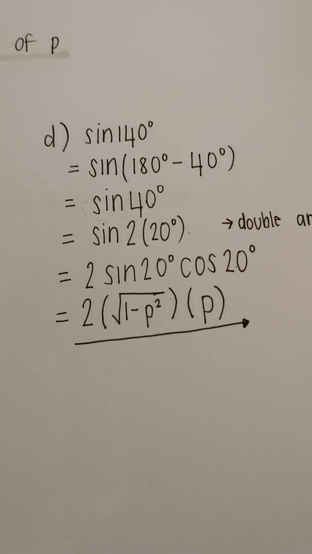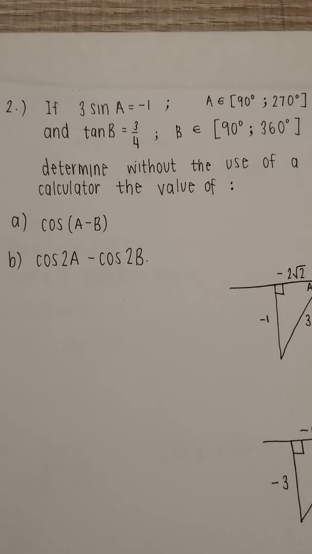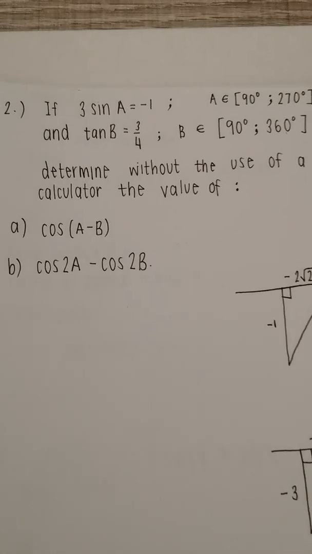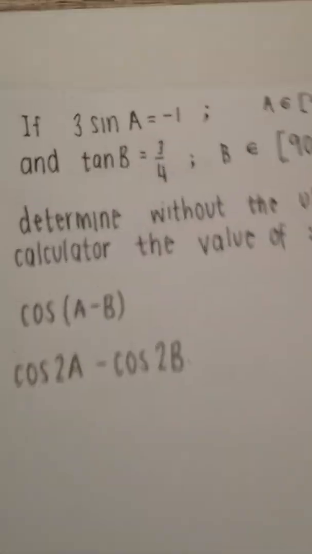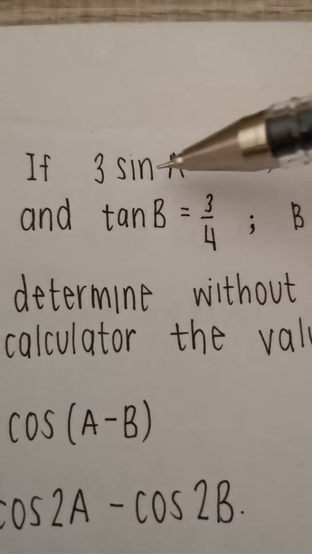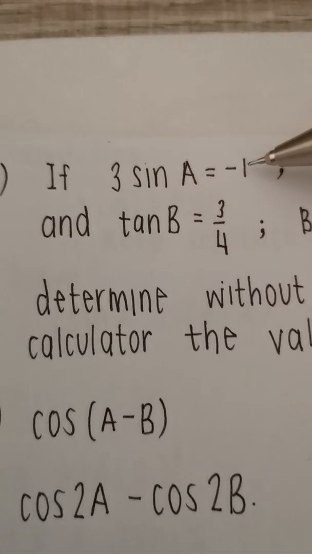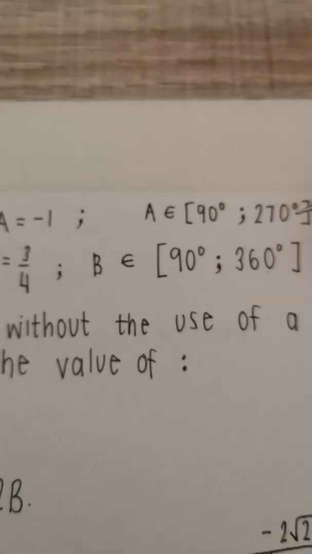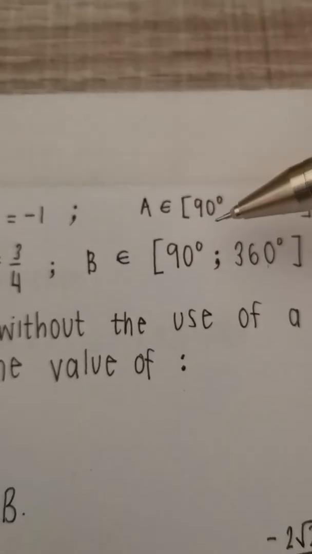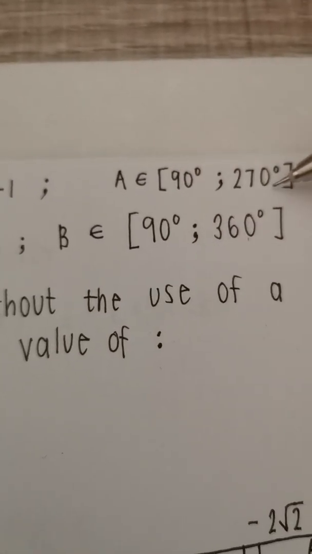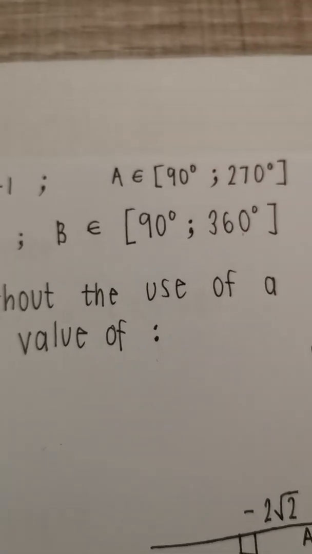Okay, let's pause so we can do another example. Alright, something slightly more complex in the way that it's written, okay? Let's unpack this or look at it. So I have 3 sine A equals negative 1. Alright, and they've given me a restriction for this particular angle. It has to be between 90 degrees and 270 degrees, both included.